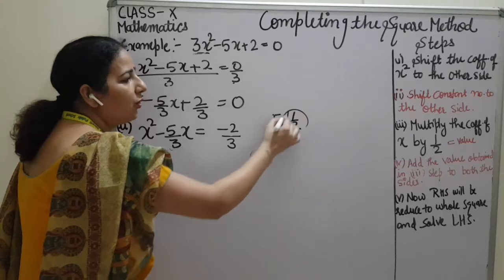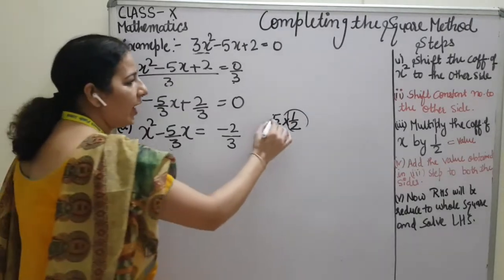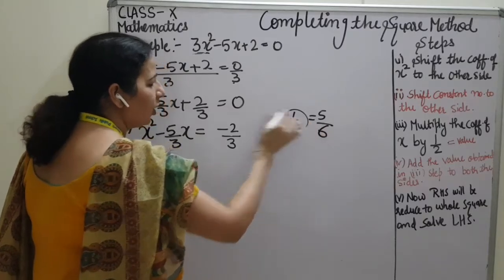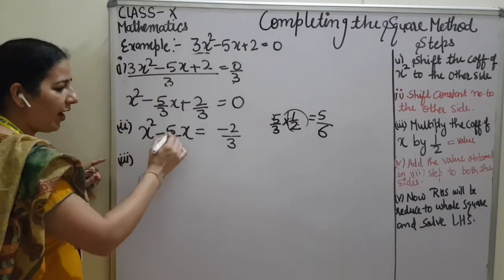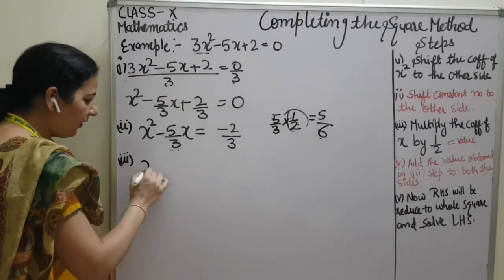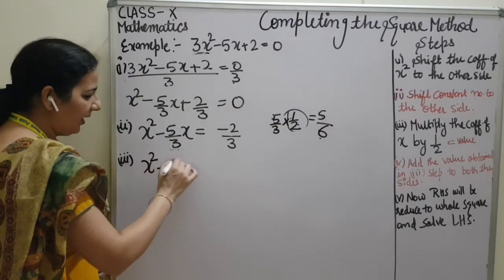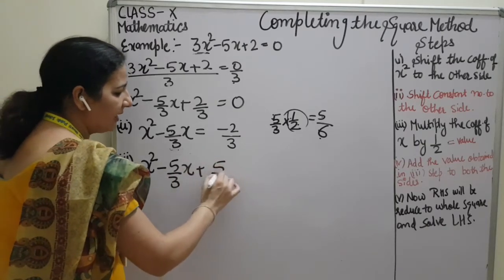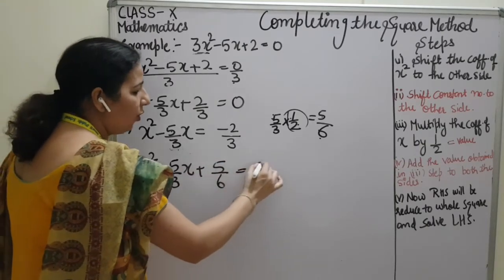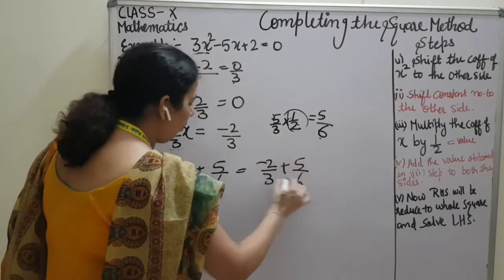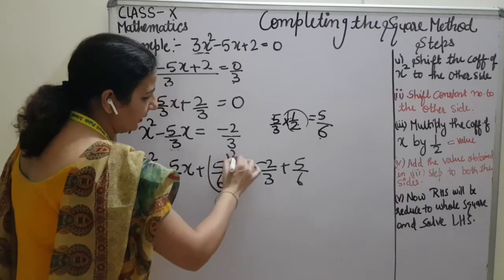1 upon 2 को ही half बोलते हैं. So 5 into 1 is 5, 3 into 2 is 6. So what is the half of 5 by 3? It is 5 by 6. So what are we going to write here? We are going to add this number 5 by 6 both sides. Note, 5 by 6 both sides. We have to add the whole square of 5 by 6.